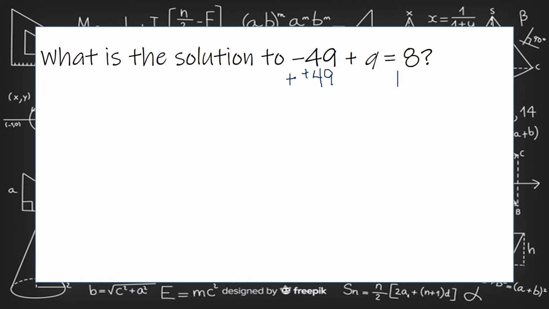Remember, we are trying to create that 0 pair, so that's going away to 0. We're just left with q equals 8 plus 49. If you need that line in the middle, please draw it. That way you remember to do it on both sides of the equal sign, not just one. So 49 plus 8 gives us 57.